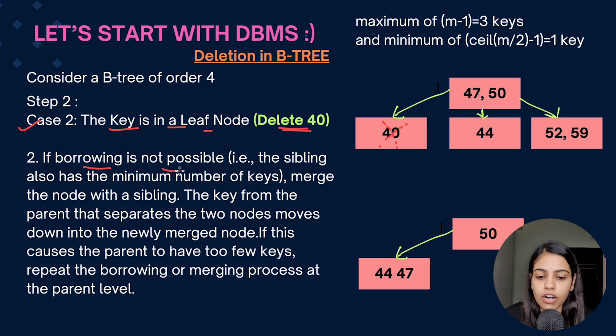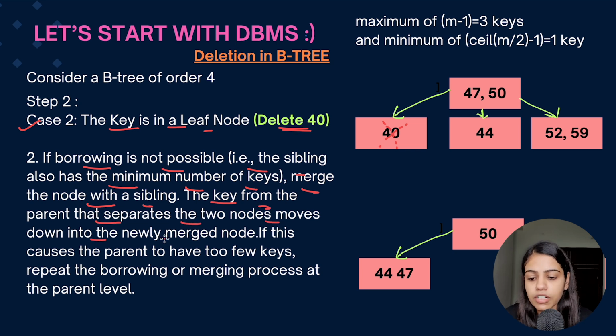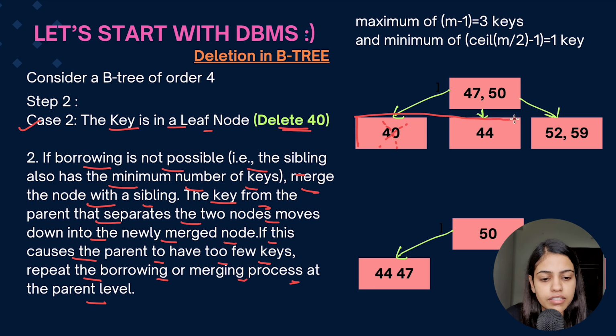So if borrowing is not possible, that is the sibling also has the minimum number of keys, merging the node with a sibling happens. Now the key from the parent that separates the 2 nodes moves down into a newly merged node. If this causes the parent to have too few keys, repeat the borrowing or merging process at the parent level. So what we will do here is we will merge this 40 and 44, and from the parent node, which is common between these 2 keys, that is 47, will come down and participate in this particular merging. So it will be 40, 47 and 44, and then we can go ahead and delete 40.